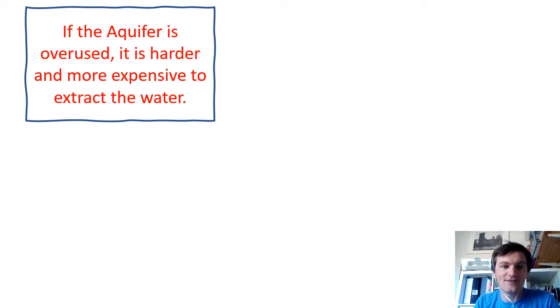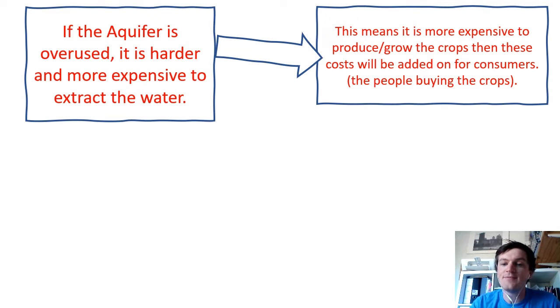So we start with the first sentence. If the aquifer is overused, it is harder and more expensive to extract the water. This means it's more expensive to produce/grow the crops. Then these costs will be added on for consumers. So if it's expensive to get the water out, that's going to mean that the cost of the final product goes up. So we could draw a little arrow there, couldn't we? That's a rubbish arrow, I concede.